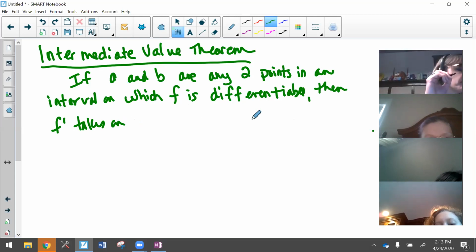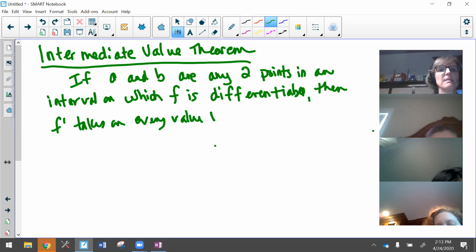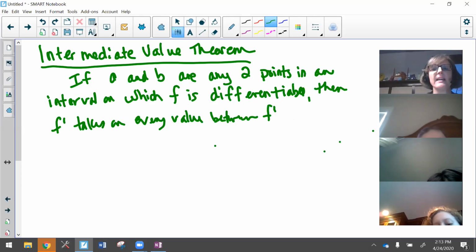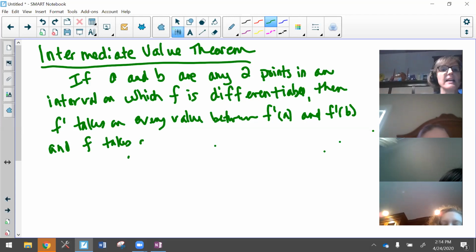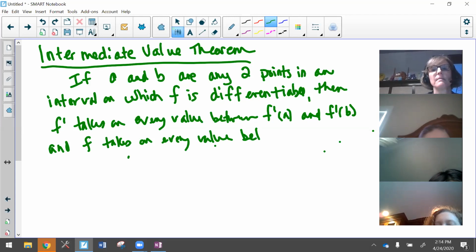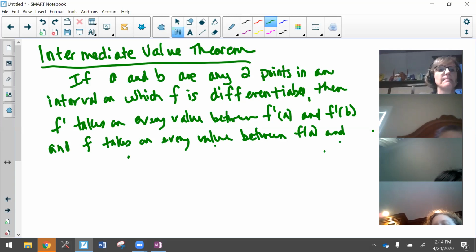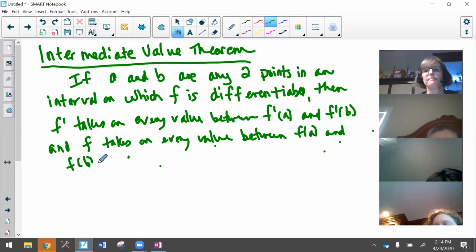actually, I don't think it's f prime. Oh no, f prime takes on every value between f prime of A and f prime of B, and f takes on every value between f of A and f of B.